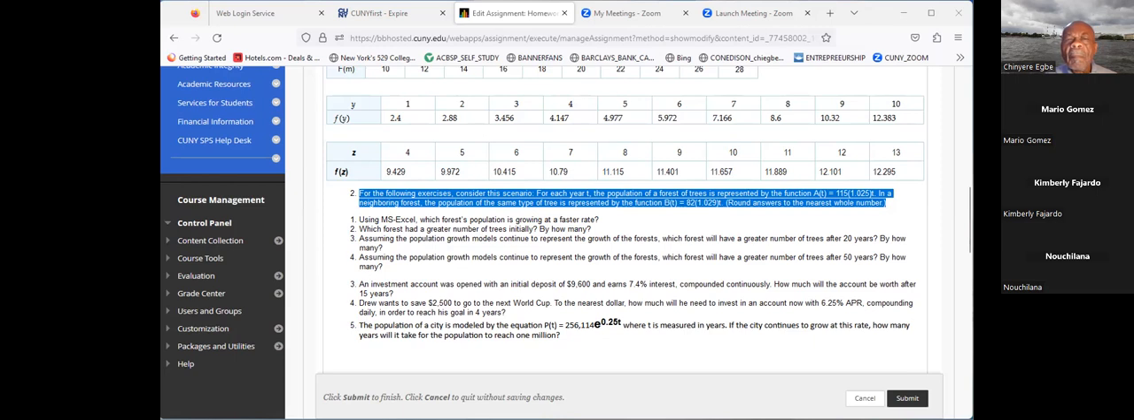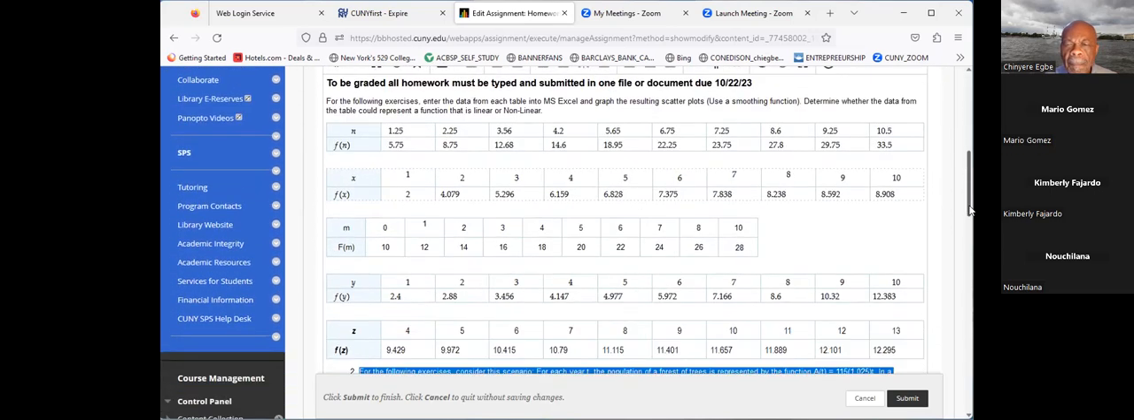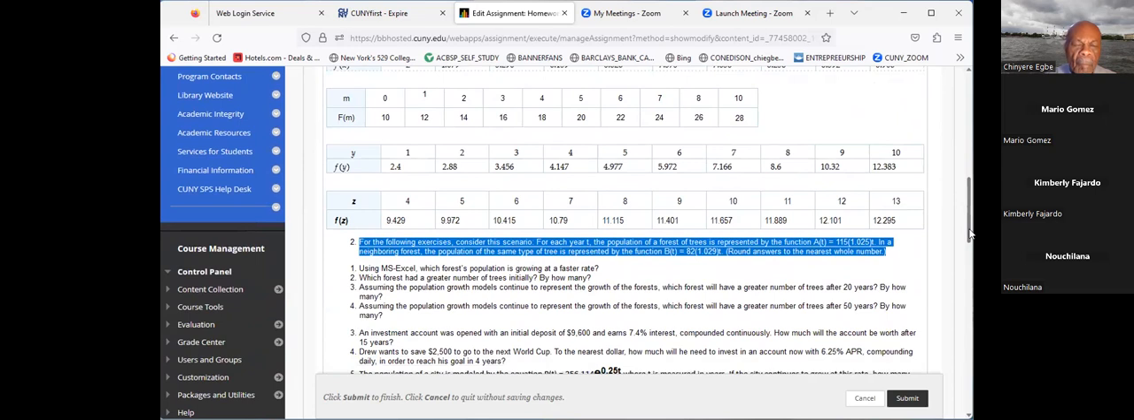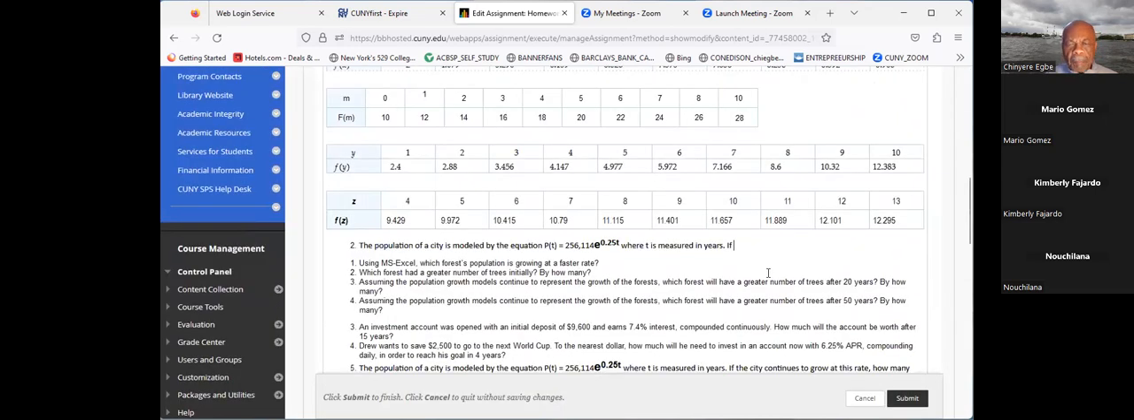And then my next question is for number 3. It says using Excel, which forest population is growing at a faster rate. I was able to calculate what the rates are, but what do you mean by putting it in Excel? Do you want us to graph it? Yes. Okay.